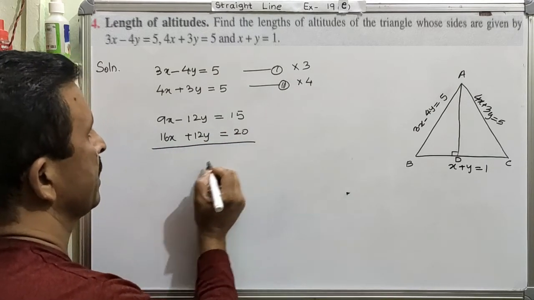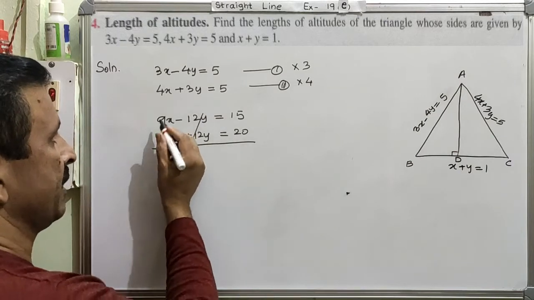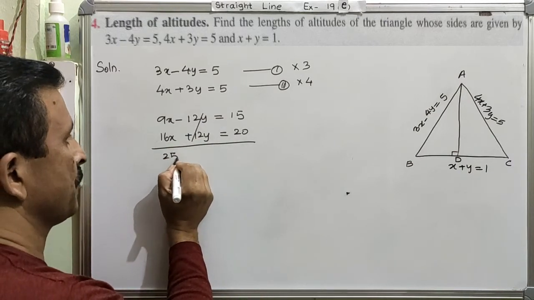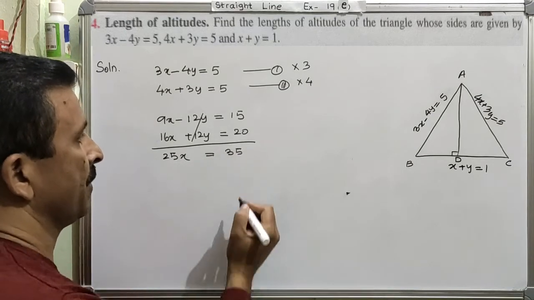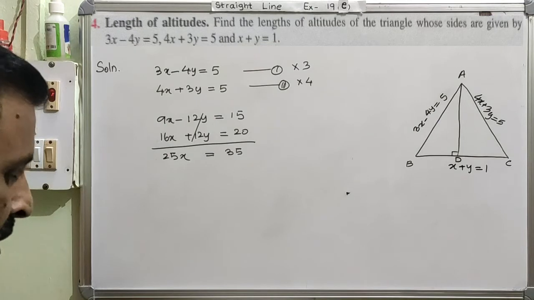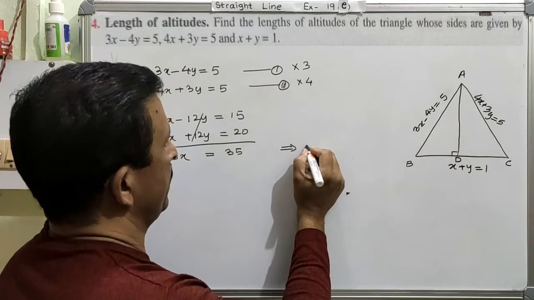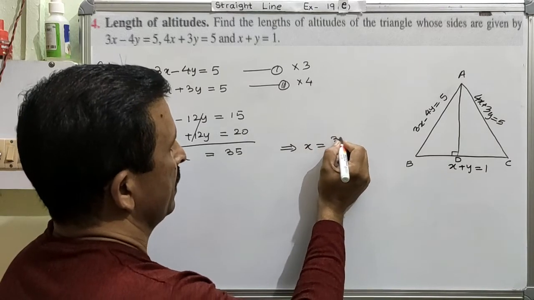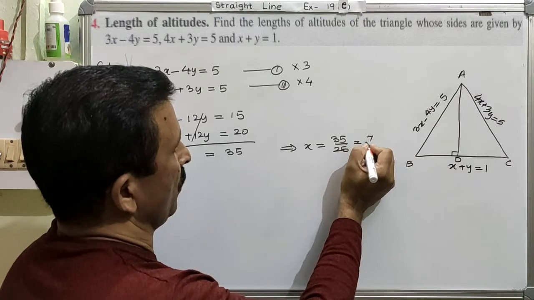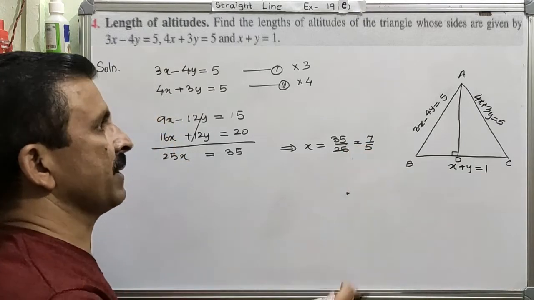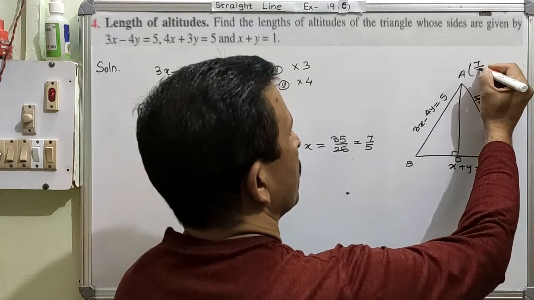Now we can simplify. By adding these two, y gets eliminated. This is 25x and this becomes 35. Am I very clear? So the coordinate of x will come now. The value of x will be 35 divided by 25. So it is equal to 7 over 5. This becomes the x value of your point A. So this is 7 over 5.